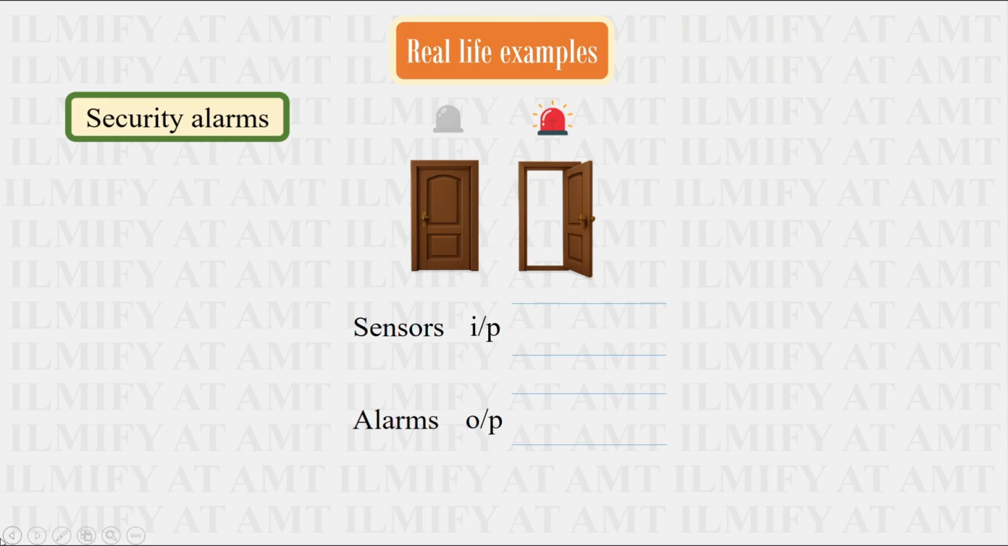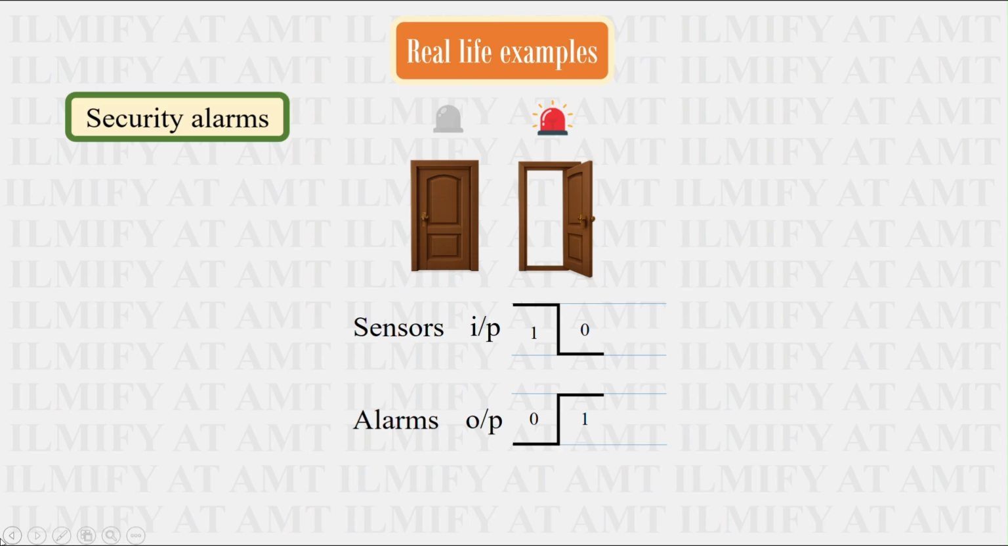Let's say the sensor produces 1 or high signal as long as the door is closed. Pass it through the NOT gate, the output will be low signal or 0, which keeps the alarm off. But when the door is forcefully opened, the sensor produces lower signal. The output will be high signal or 1, which turns on the alarm.